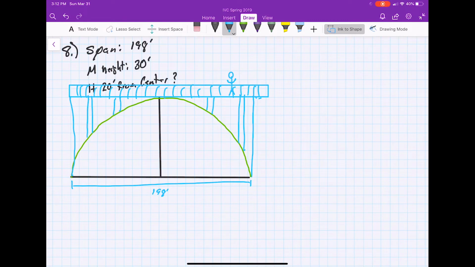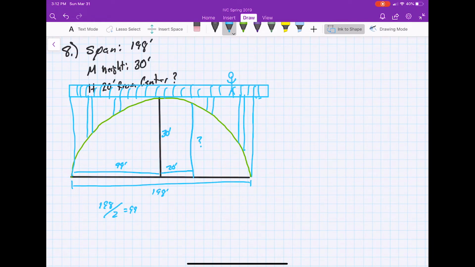We have this arch, but we want to know how high the arch is going to be 20 feet from the center. And the bridge is 30 feet tall overall, so we'll mark that. Half of this is going to be 99 feet, which is 198 divided by 2. That's 99 feet. Pretty simple so far. We want to know about 20 feet, drawing not to scale. 20 feet, we want to know what this height is. We know it's 30 feet at the middle, but we don't know what it is 20 feet from the middle.